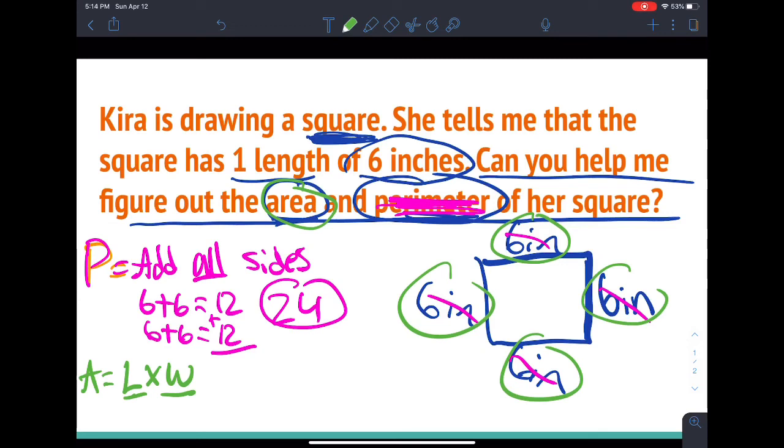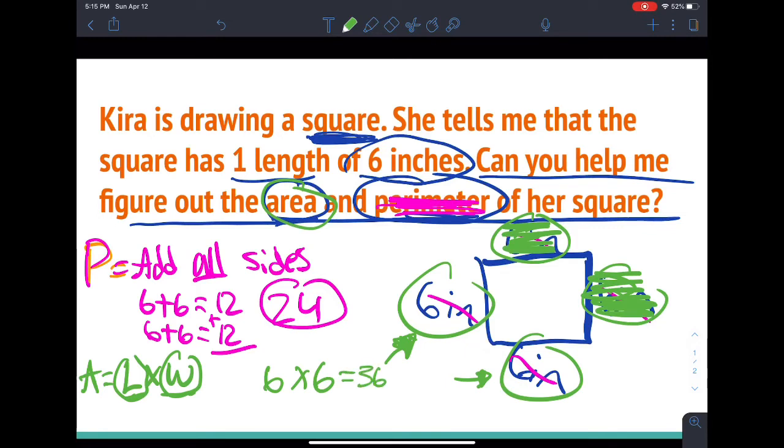We need one length, which is this right here. And then we need one width, which is this right here. We can ignore these 2, because we only need one length and one width. So we have 6 is the length times 6, which is the width. And that's how you solve for area. So 6 times 6 equals 36.